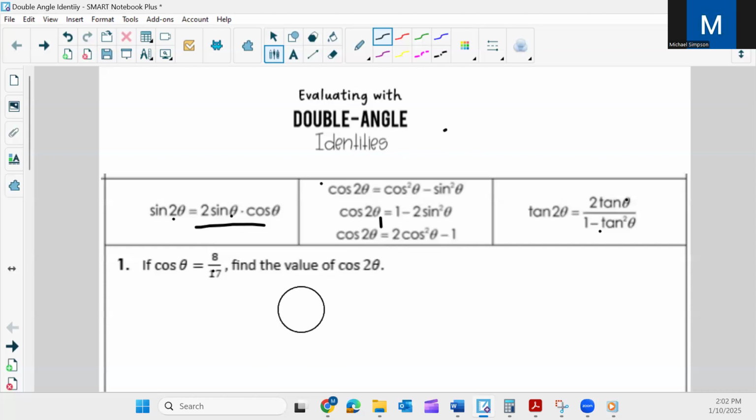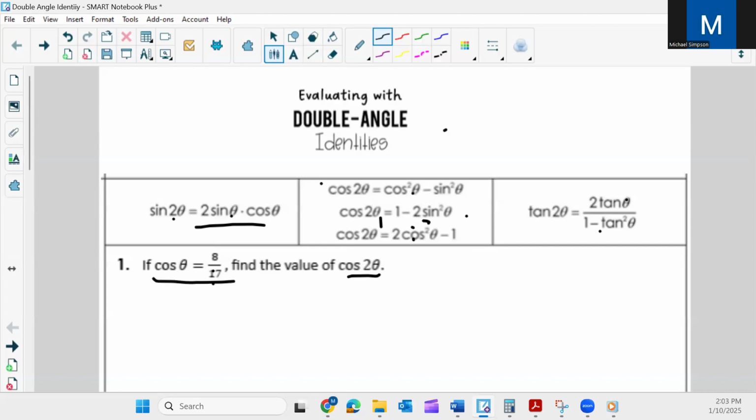So if you're given cosine theta is equal to 8 over 17, and you want to find cosine 2 theta, which one do you think is the best one to use? Just by looking at it. You can use any one, but which one is the easiest to use? The last one. There you go.